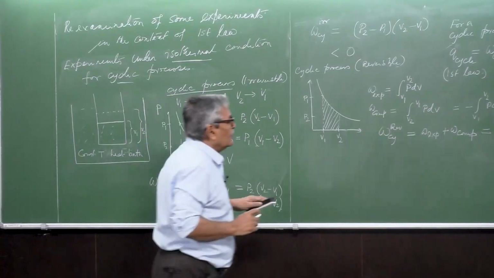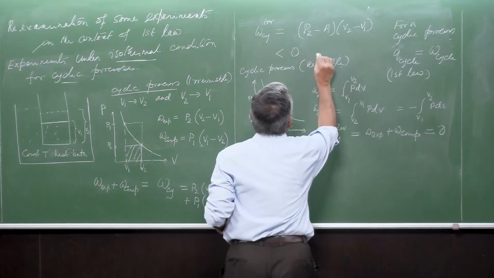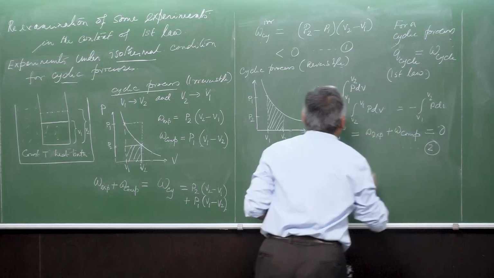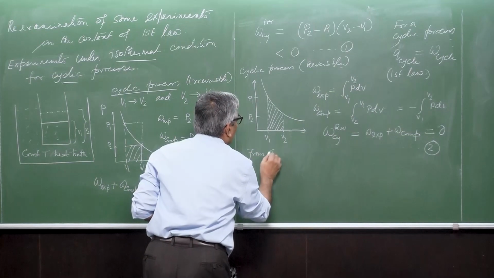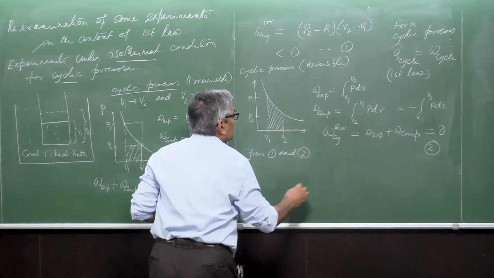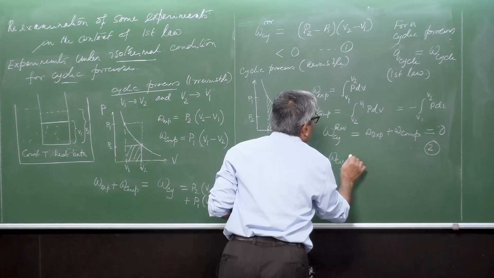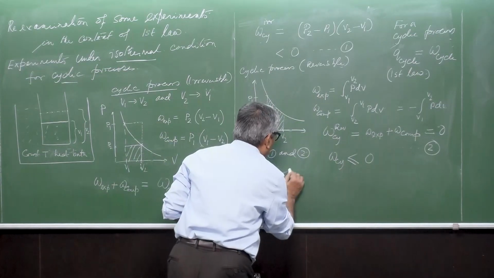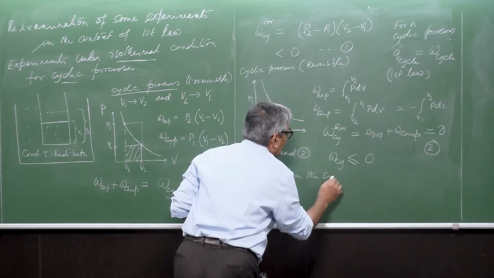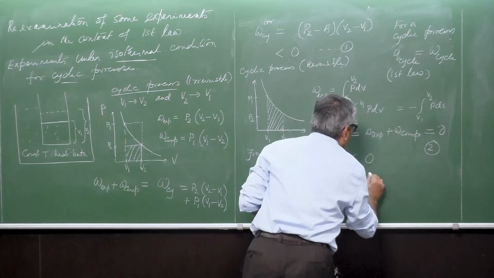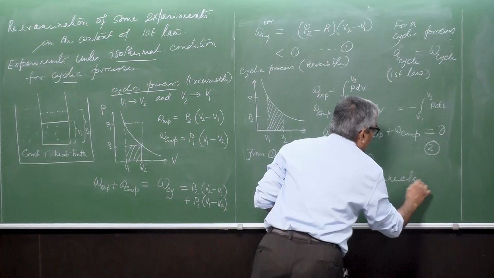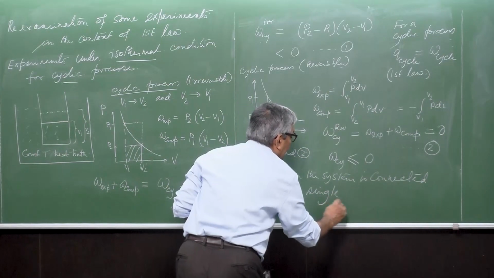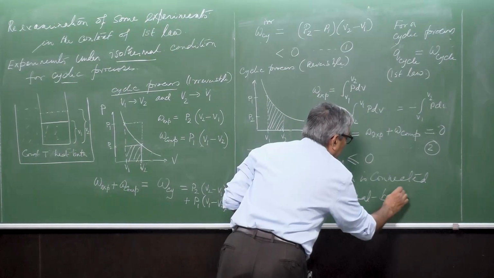That is the point. Now, you see that if you write the two cases, that is one and two, from 1 and 2, we see the W cycle is less than or equal to 0 when the system is connected to a single heat bath.